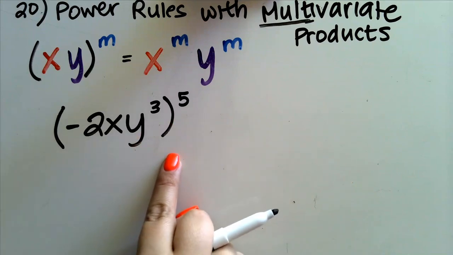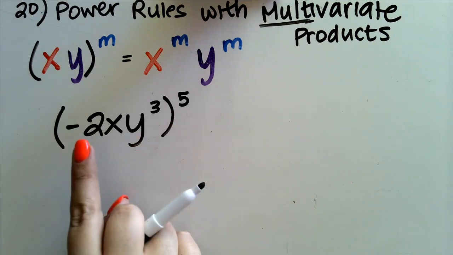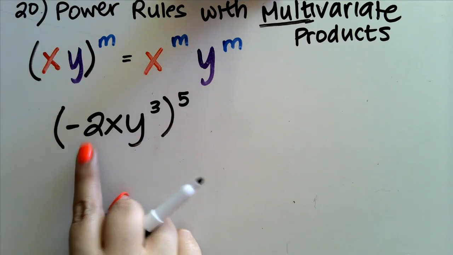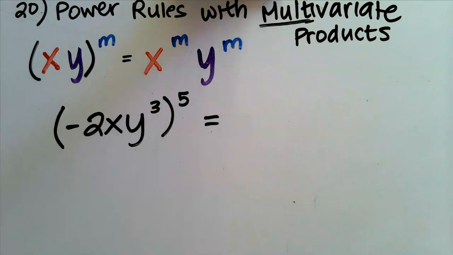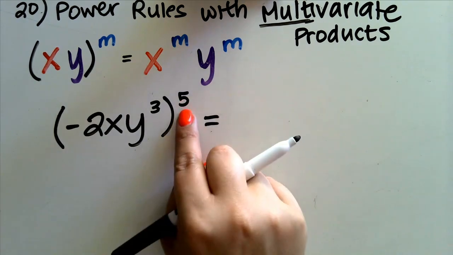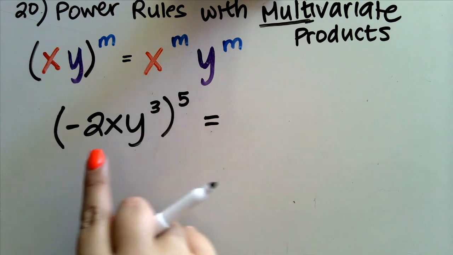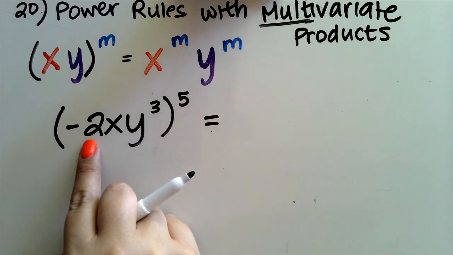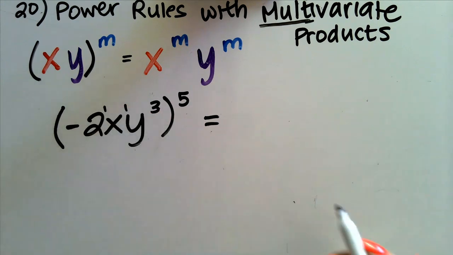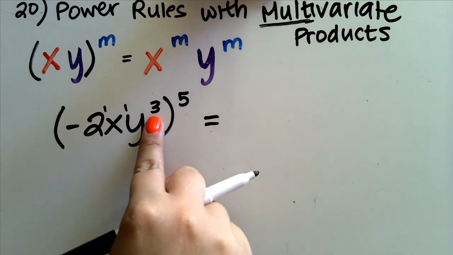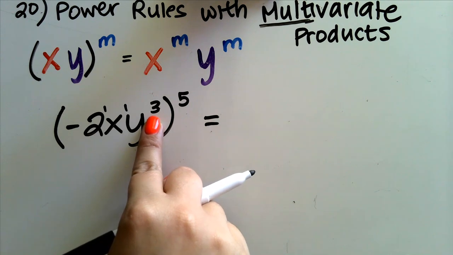Now, here is our first example. We are getting negative 2xy to the third, all of that to the fifth power. Now, using our power of the product rule, we are going to distribute in this exponent from the outside. Now, remembering, there is an invisible exponent of 1 right there, and then also that invisible exponent of 1 next to the x. There is that third exponent in there, but let's see what this looks like.